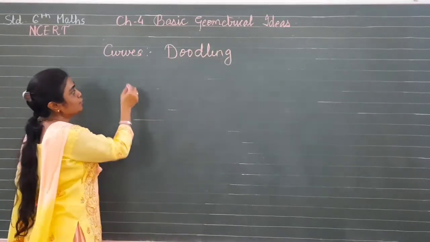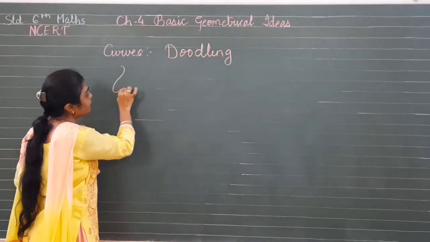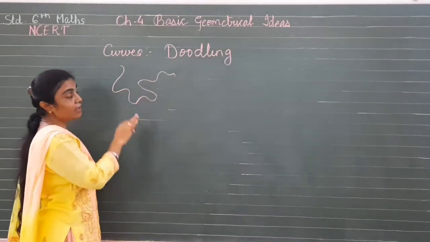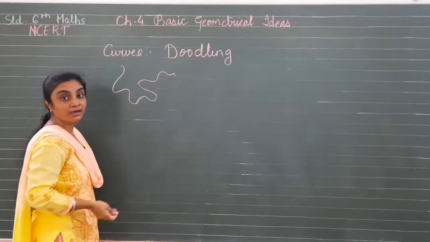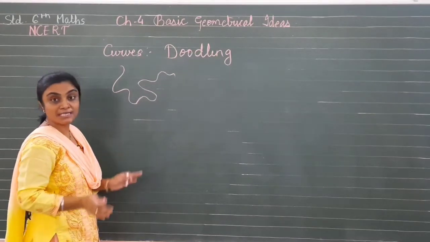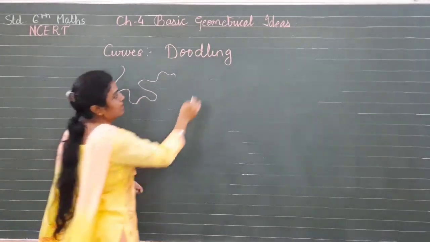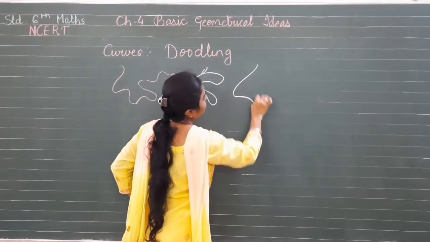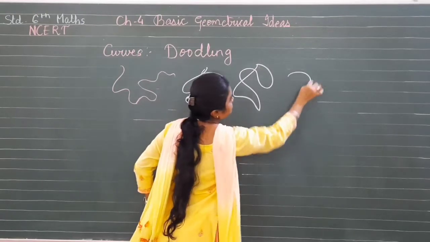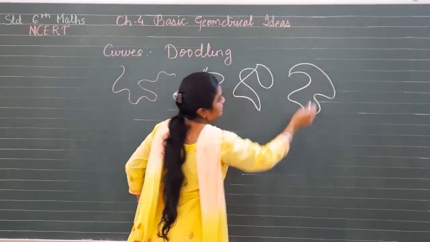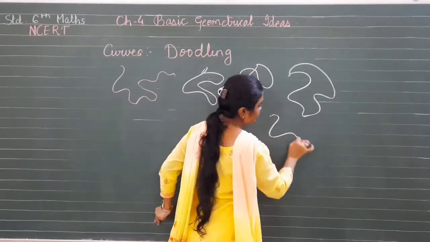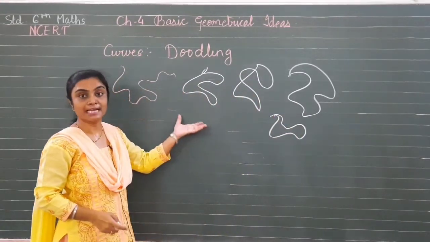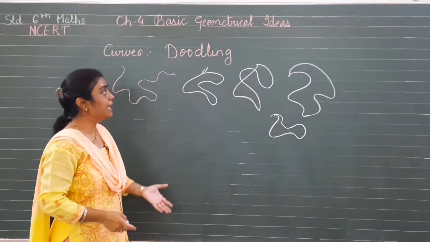Doodling means, suppose I am drawing a drawing without lifting the pencil. I am drawing a simple drawing without lifting the pencil. That is called a curve. Curve means not straight. It cannot be straight. A curve can be like this, like this, like this, or like this. Now these are the types of curves. That means it is a doodling.